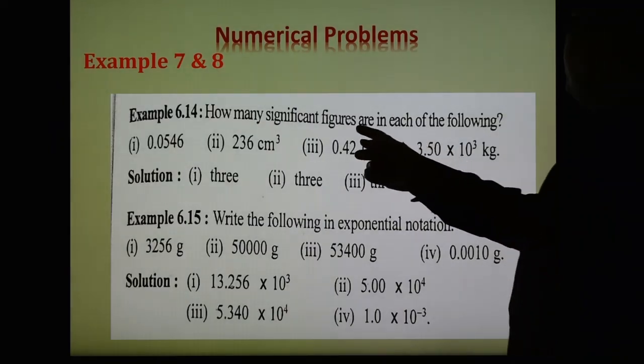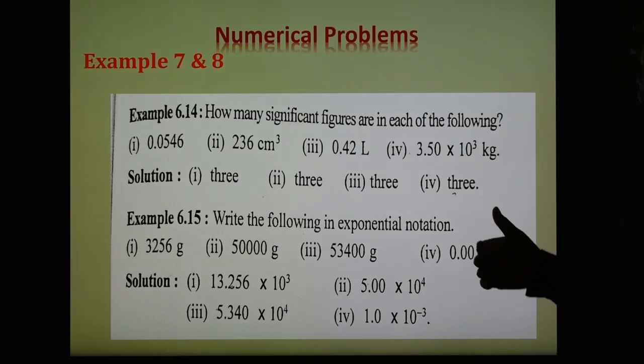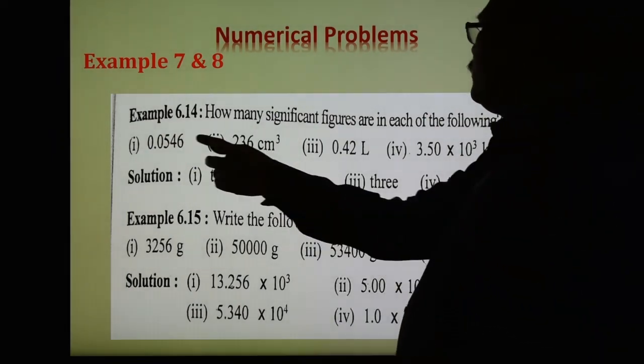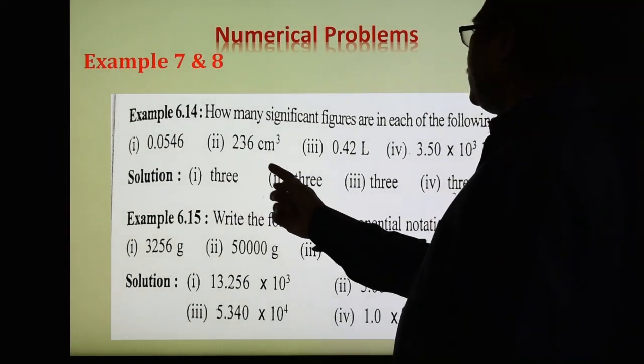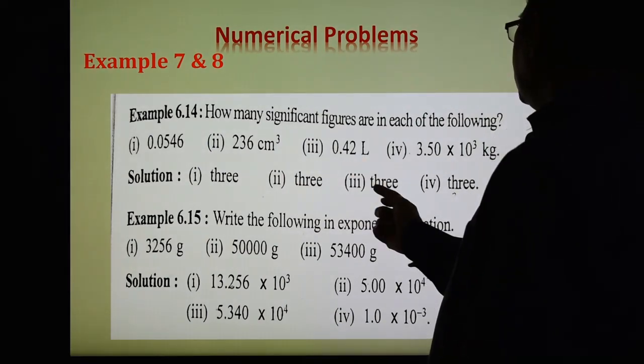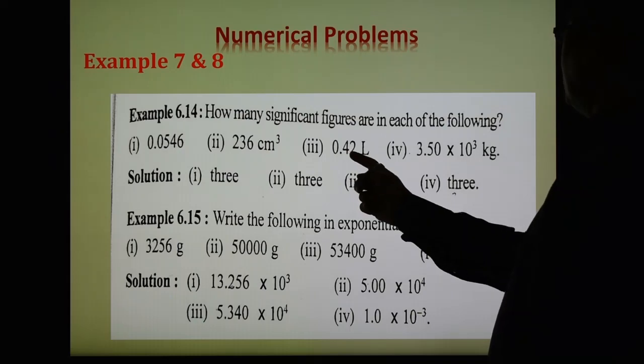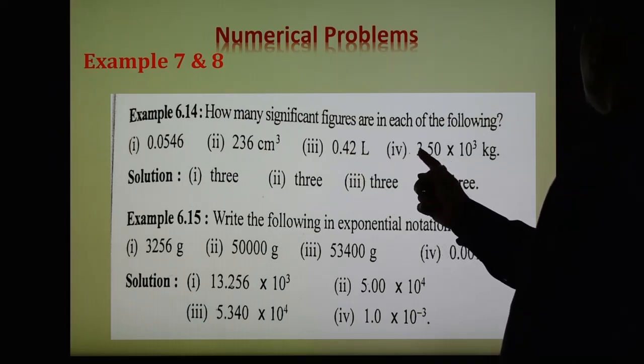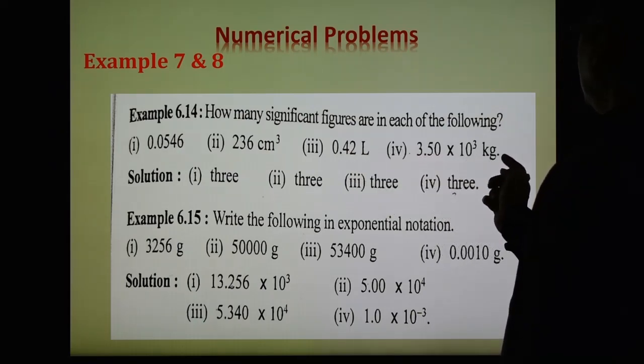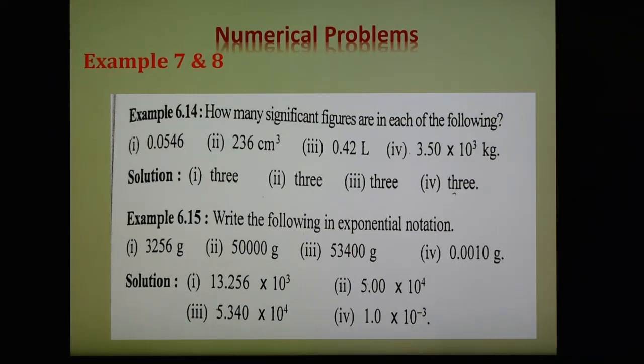How many significant figures are in each of the following numbers? Here we have to find the number of significant figures. In this case 3, in this case also 3, in the case of 0.42 there are 2, and in the case of the fourth there are 3. In this way the number of significant figures is determined.